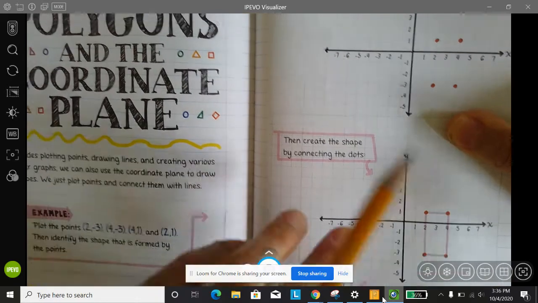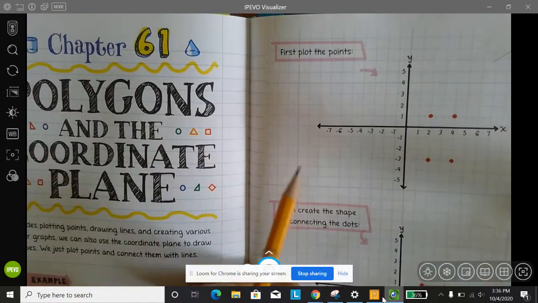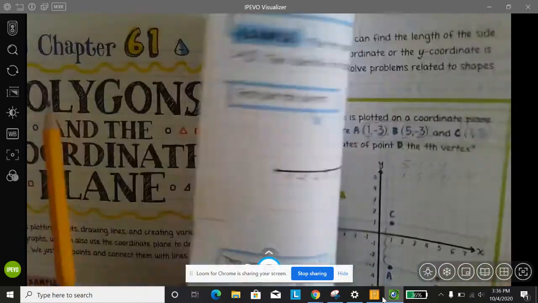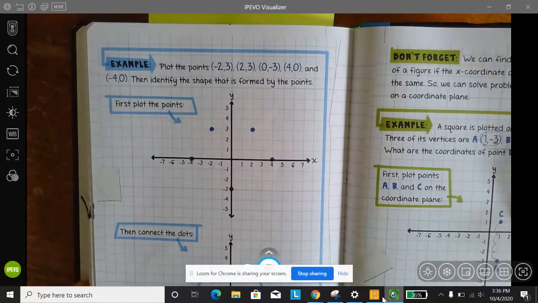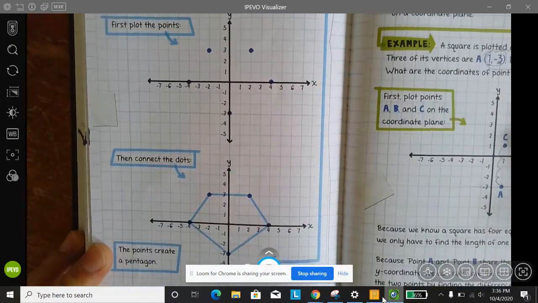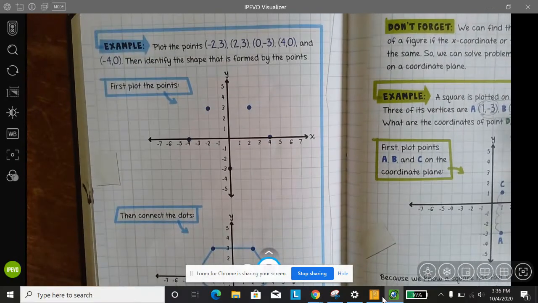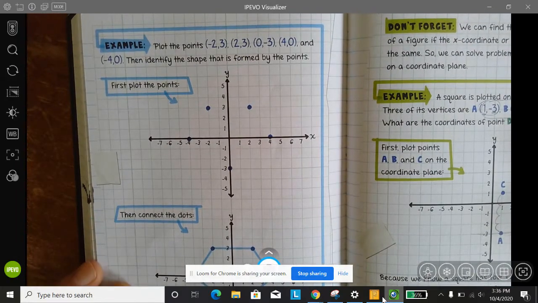So read page 481. All right. You can see we can create other shapes too. Look at page 482, read it carefully, and then answer the question.